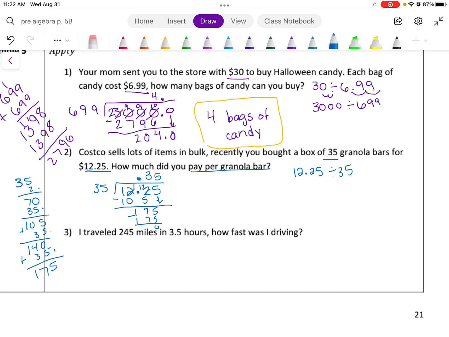So remember, we wanted to figure out how much did you pay per granola bar. Well, each granola bar cost 35 cents. 35 cents for each granola bar.